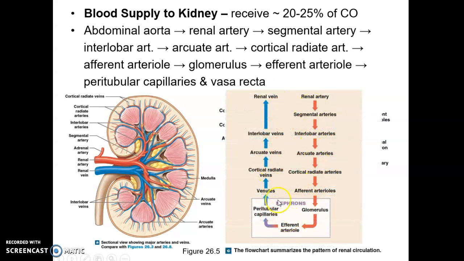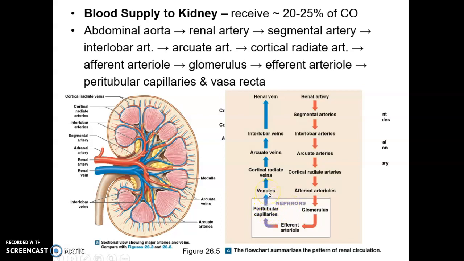So here's the summary of the blood flow: renal arteries, segmental arteries, interlobar arteries, arcuate arteries, cortical radiate arteries, afferent arterioles leading to the glomerulus, then efferent arterioles leaving the glomerulus, peritubular capillaries. These three types of blood vessels are associated with the nephrons.